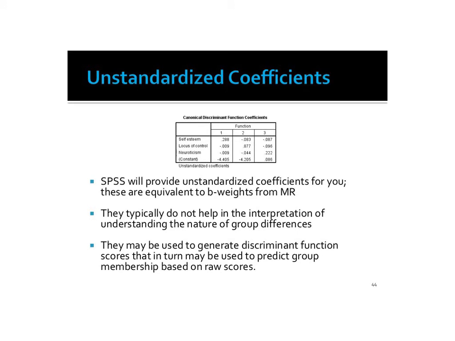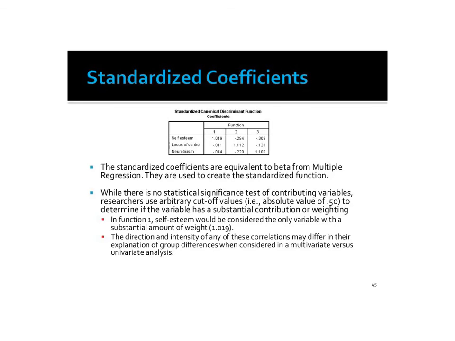So after the effect sizes, the next statistics we're going to get are the unstandardized coefficients. SPSS provides unstandardized coefficients just like B-weights. However, they don't typically help in the interpretation of the differences of groups. They can be used to generate discriminant function scores to try to predict group membership based on raw scores, but in terms of the overall interpretation, they're not so useful. They're more useful in application.